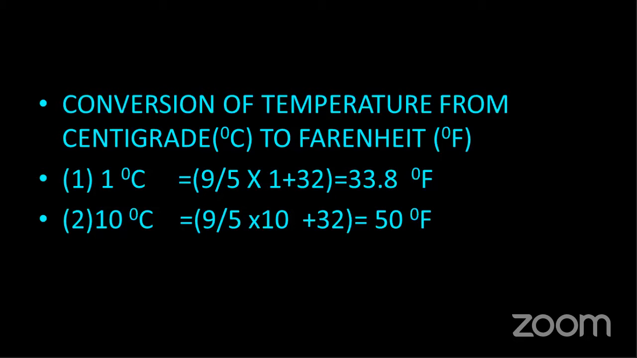Similarly, if you take the next problem where I took 10 degrees Celsius temperature, I want to convert to degree Fahrenheit. What can I do? 9 upon 5 into 10, that 10 is a degree Celsius temperature, plus 32. Now you know that 9 into 10 becomes 90. 90 upon 5 becomes 18. 18 plus 32 comes to 50 degree Fahrenheit.